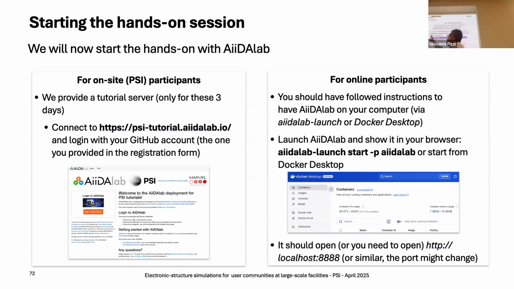So people here, you go to this URL, you find a page which looks like that. You log in with your GitHub account. For those online, you have received instructions by email. This is also valid, of course, for you here to run AiiDAlab on your laptop. For this tutorial it is enough. Then we will show on Wednesday how you can connect to supercomputers. But for today, it's enough to run on your laptop. There are multiple ways because it depends if you are on Windows, Mac, Linux, but they are all documented.